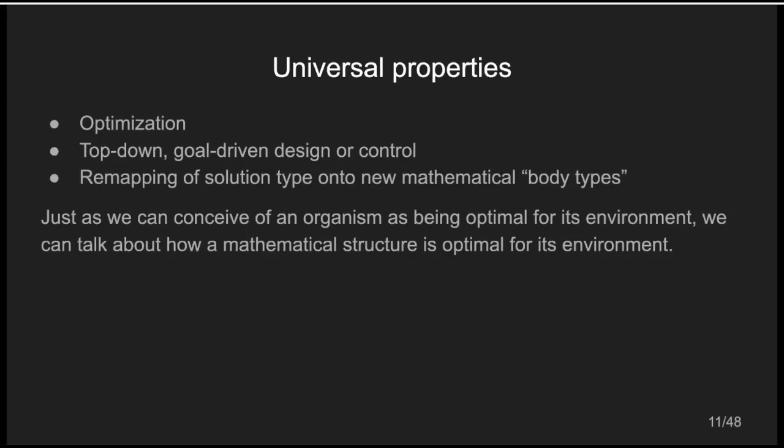Starting with universal properties, this is an important concept in math that relates to a few agentic ideas. First of all, optimization, which is obviously very important for agency. We're also going to see how it relates to a concept of top-down, goal-driven design or control that you can do in math with universal properties. We'll also see how universal properties constitute a solution type that we can remap onto new mathematical body types. So just like we can think of an organism as being optimal for its environment, we'll see how we can talk about a mathematical structure as being optimal for its environment via a universal property.